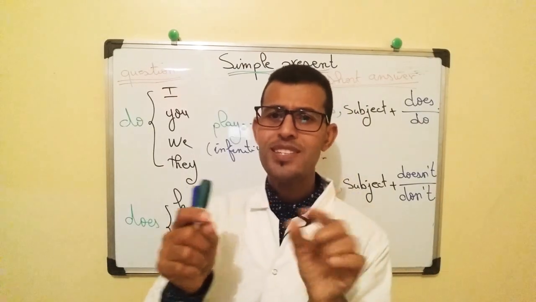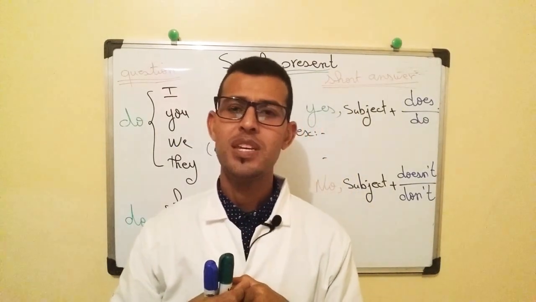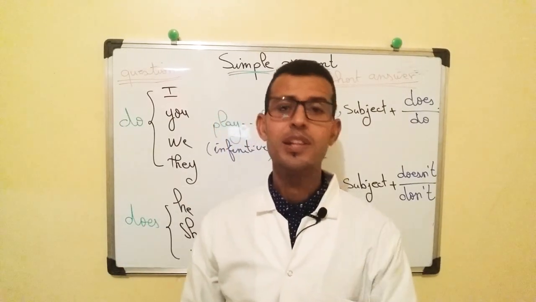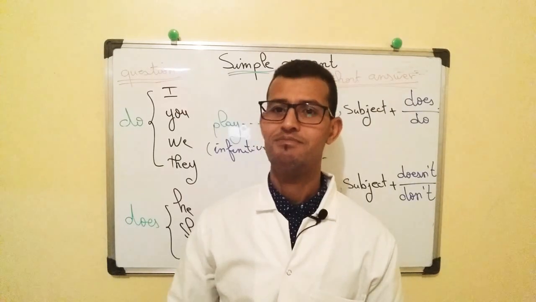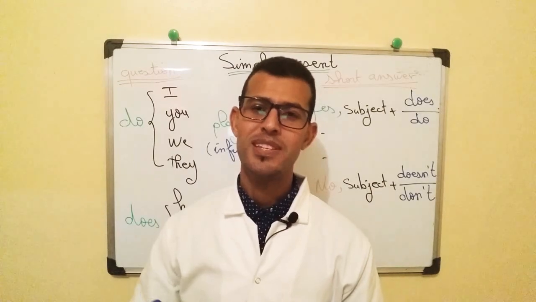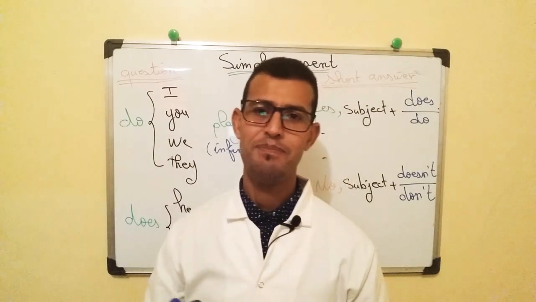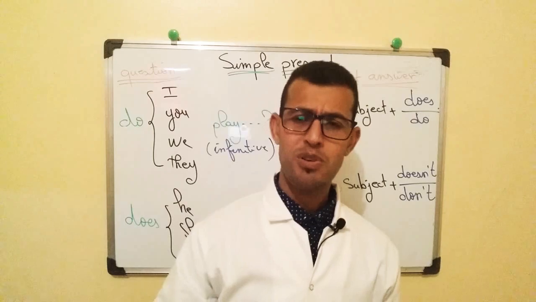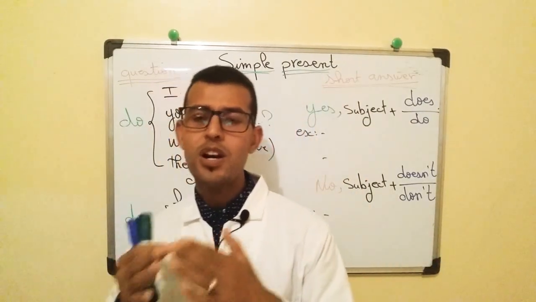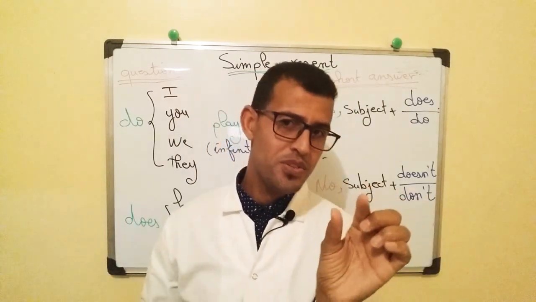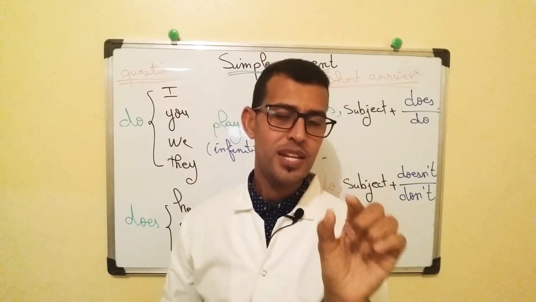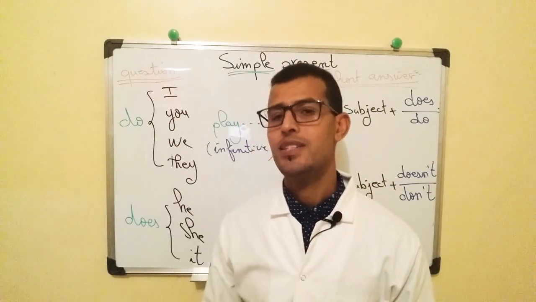But instead of repeating the same thing, we can use the short answer. For example, do you play football? Yes, I do. So it's very short. We don't need to repeat the same sentence, yes, I play football. So instead of this long sentence we can use the short answer, which is yes or no plus subject plus does or do.